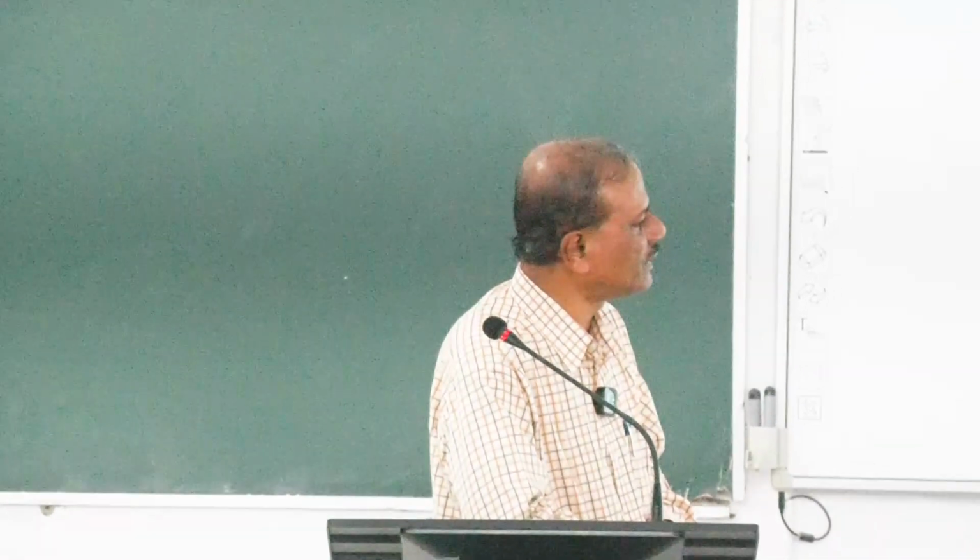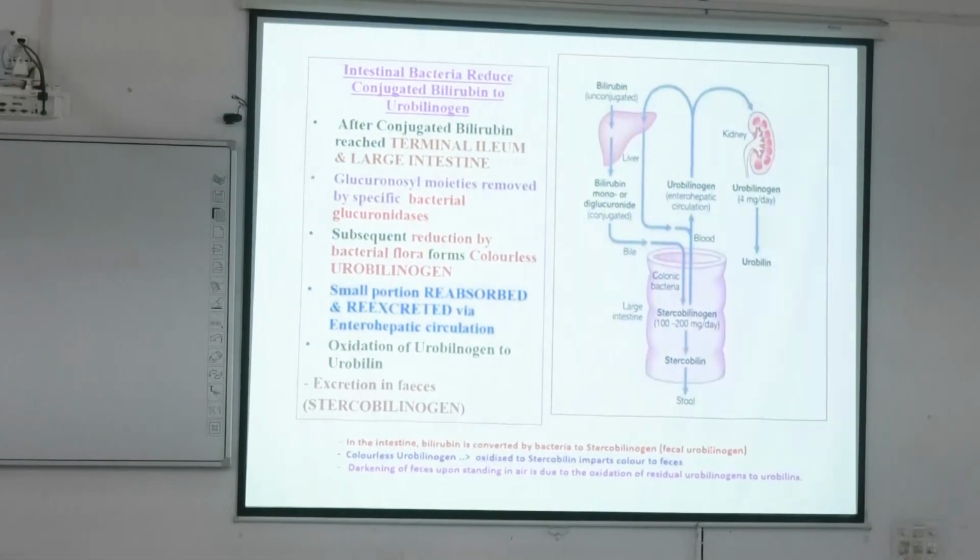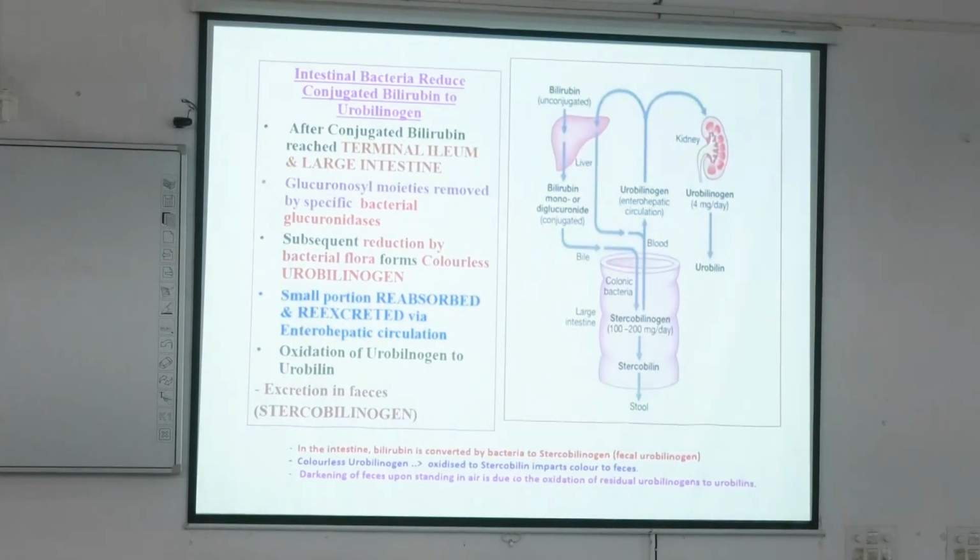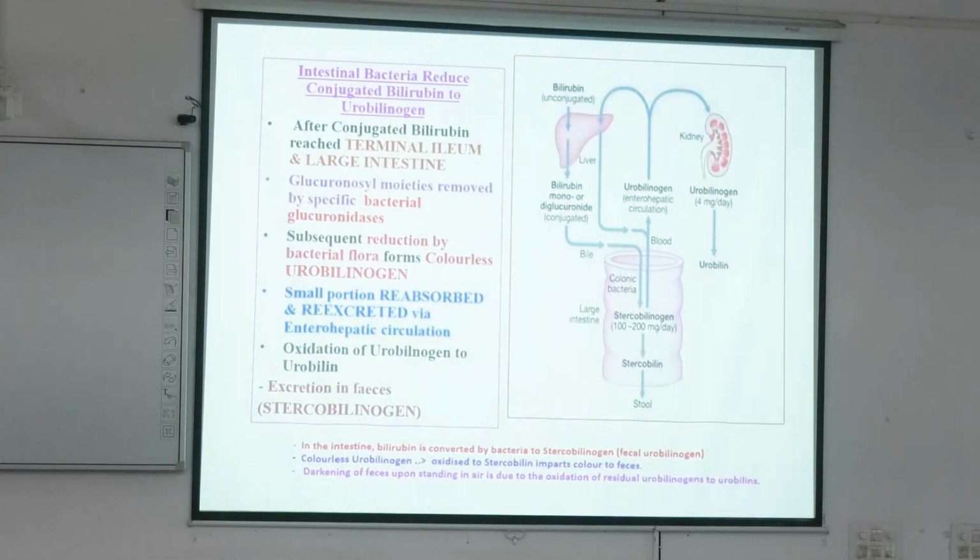Similarly, if you pass high colored urine, meaning concentrated urine, and you observe it one day after passing, you will see the color of the urine has changed, and that is due to conversion of urobilinogen to urobilin. So, if a high amount of urobilinogen is passed, the stool color will not be normal, it will be dark on exposure to air. In the intestine, bilirubin is converted by the bacteria to stercobilinogen. This is basically fecal urobilinogen, and colorless urobilinogen will oxidize to stercobilin, which imparts color to the feces, and darkening of feces in the air is due to oxidation of the residual urobilinogen to urobilin, which in the stool is called stercobilin.